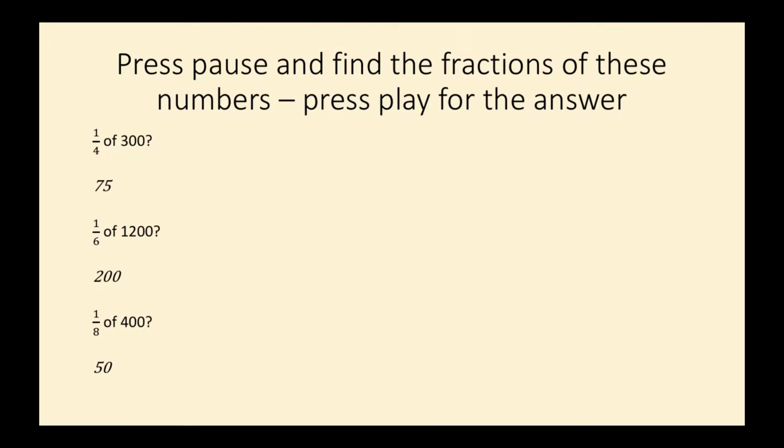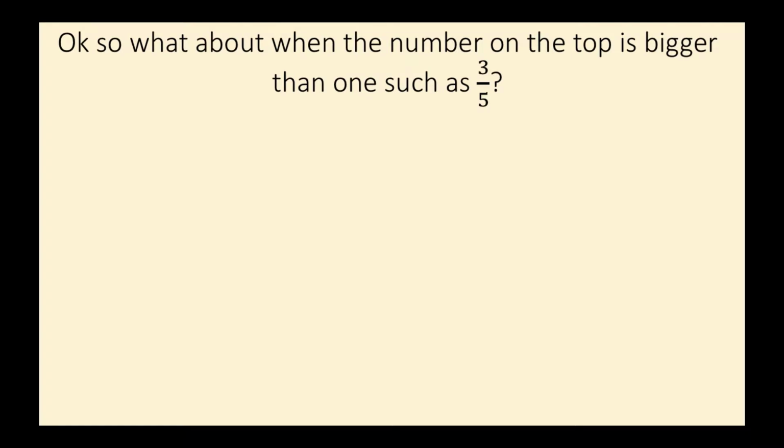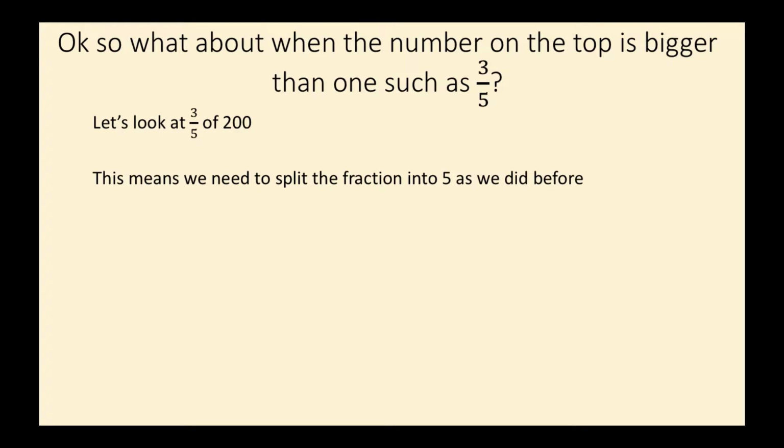Okay, so what about when the number on the top is bigger than 1? So instead of it being 1/5, what if it's like 3/5? In this case, you need to remember a rule. So let's have a look at 3/5 of 200. This means we need to split the fraction into 5 as we did before, because that's the number on the bottom. So we still have to split 200 into 5 pieces, and that gives us 40.